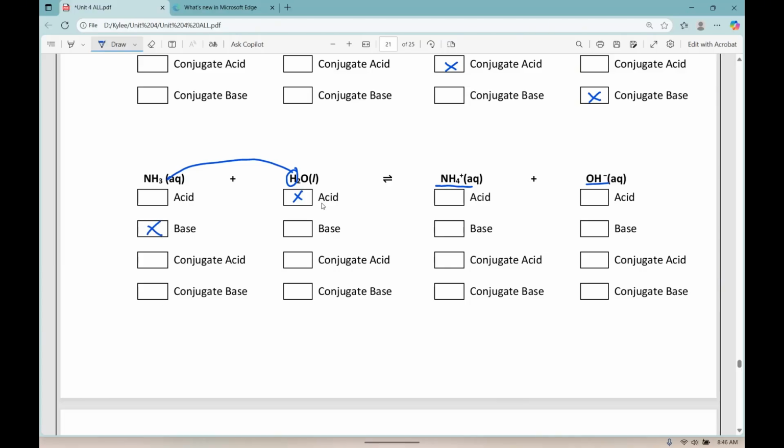The acid becomes the conjugate base. So water was my acid. It's going to become the conjugate base on the right-hand side. And then my base becomes the conjugate acid. So NH3 was the base. On the right-hand side, it is a conjugate acid.